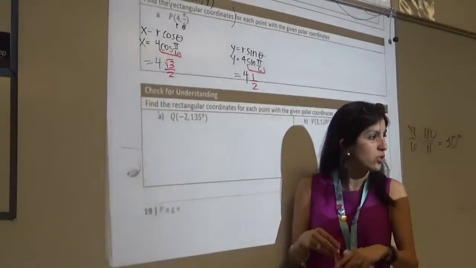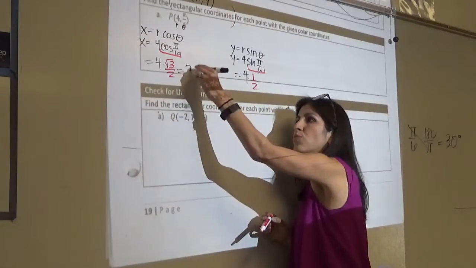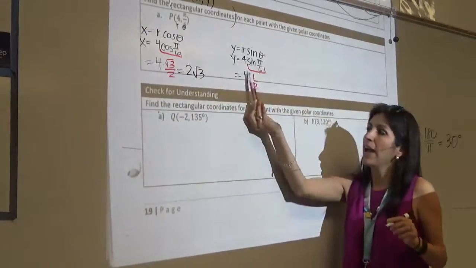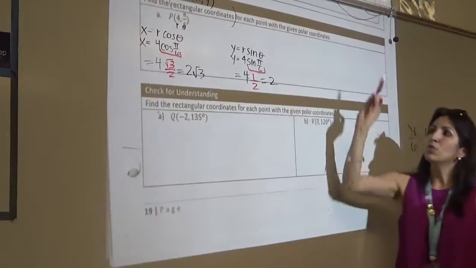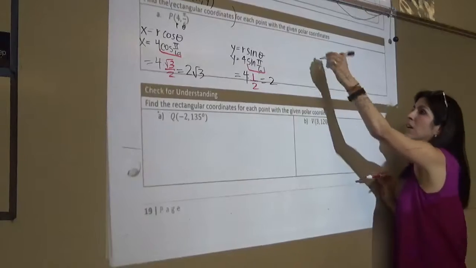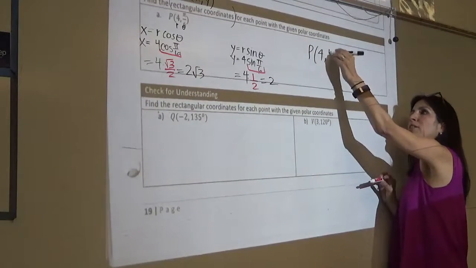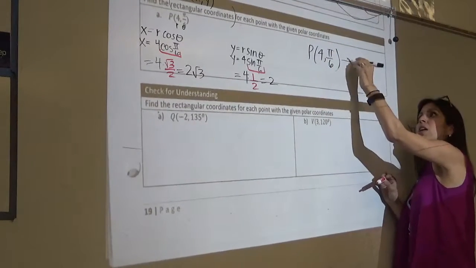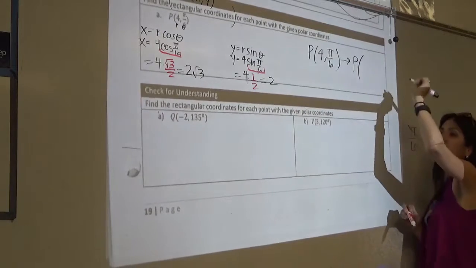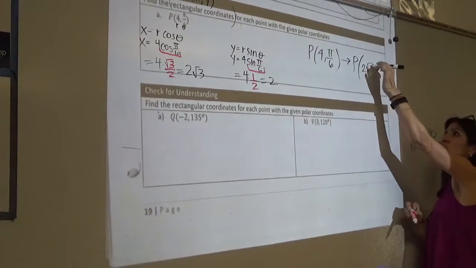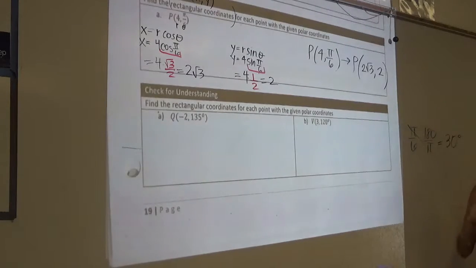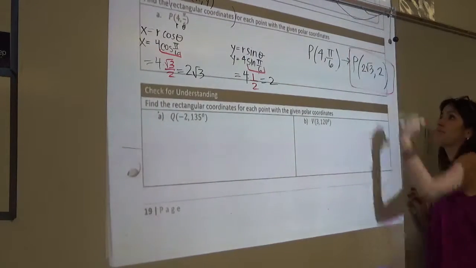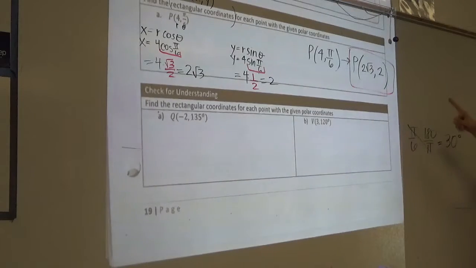4 over 2 is 2, I hear Lewis saying, and I've got a root 3 attached to that. And 4 times the half over here is 2. So what's really cool is that this point of 4 pi over 6 in polar is actually the same as the point 2 square roots of 3, 2 in rectangular coordinates. And that's my final answer in the red box.